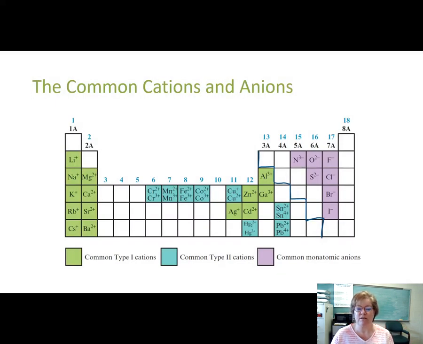Here's another visual, showing these common cations and anions in a table. And you need to be working on it. The memorized list is the one I had on the slide before. It's also the one in the memorized stuff list.